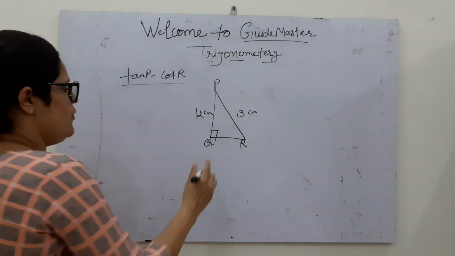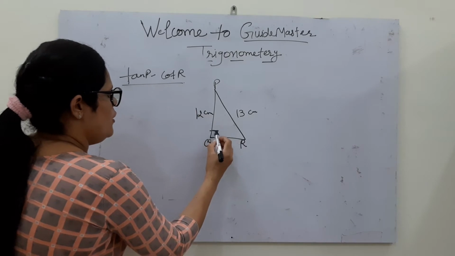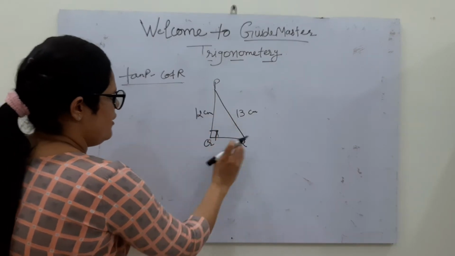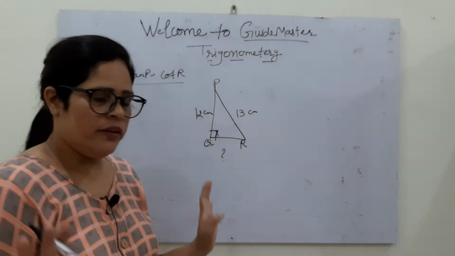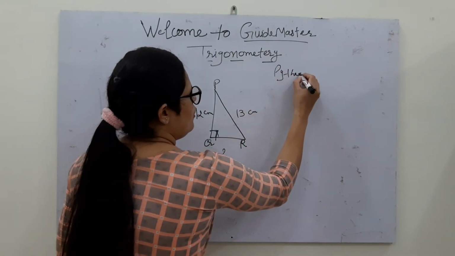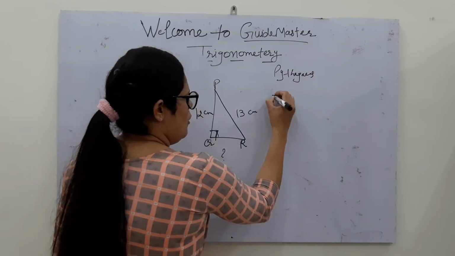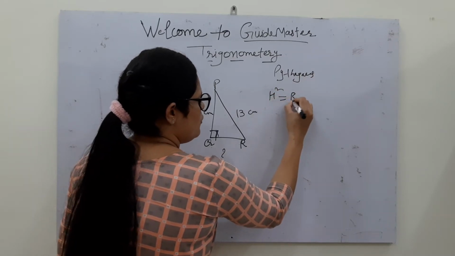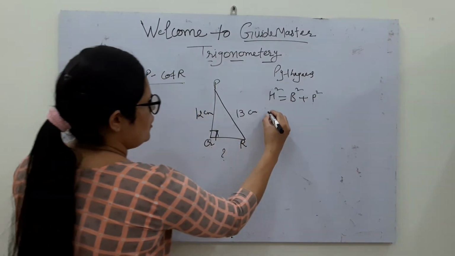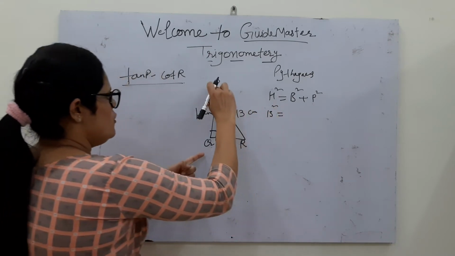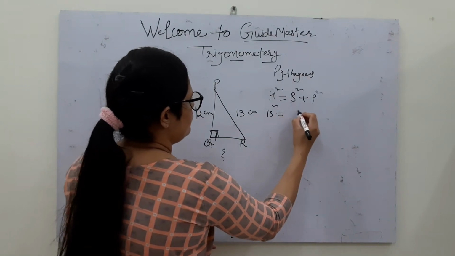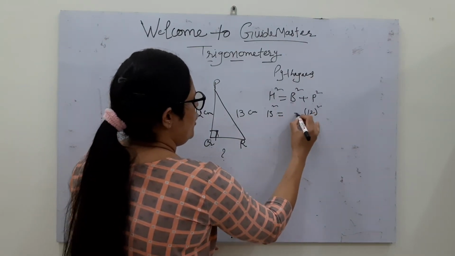First of all, since it is a 90 degree triangle, we have to find the third side by using Pythagoras Theorem. Pythagoras Theorem is hypotenuse square is equal to base square plus perpendicular square. Here PR is the hypotenuse, and this is the perpendicular. We have to calculate the base.